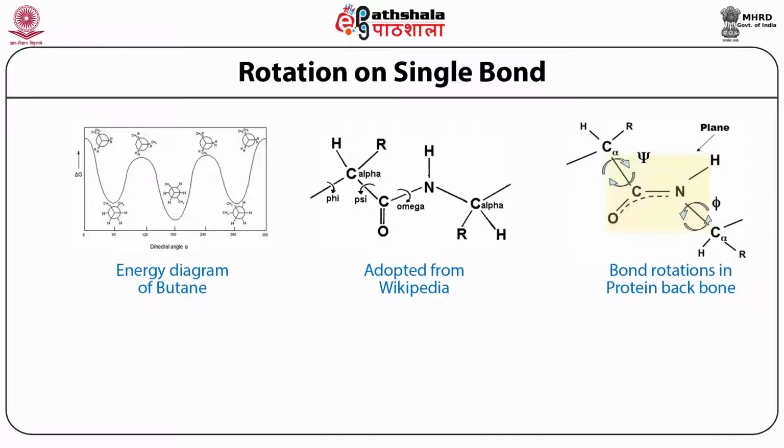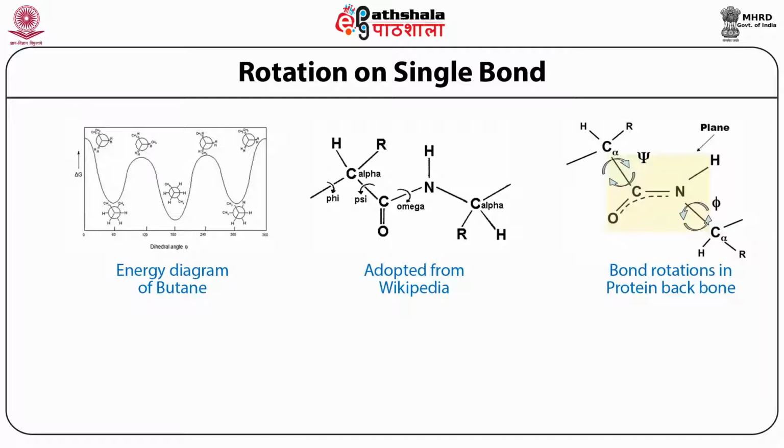One, the methanes are exactly opposite to each other, that is the lowest energy state, and the other is the staggered state, where methane is closer to the other methane but not exactly in eclipsed conformation. So that is also where you have energy differences. Now, think about this in the case of proteins.